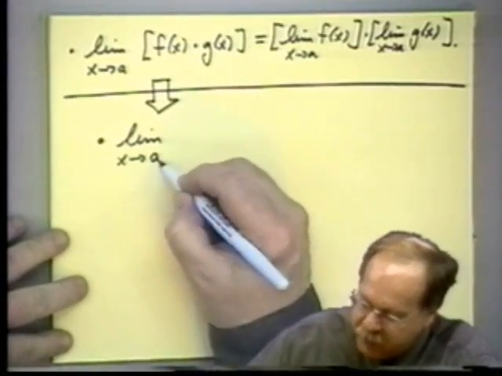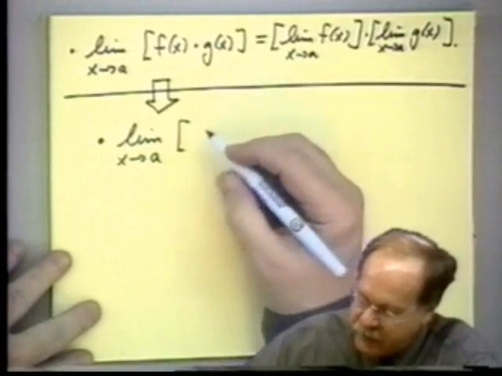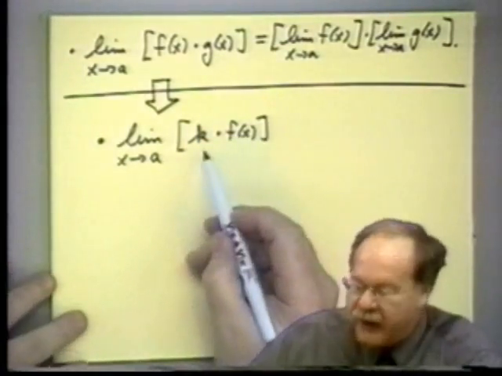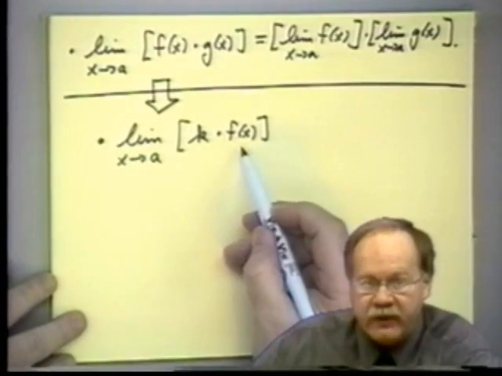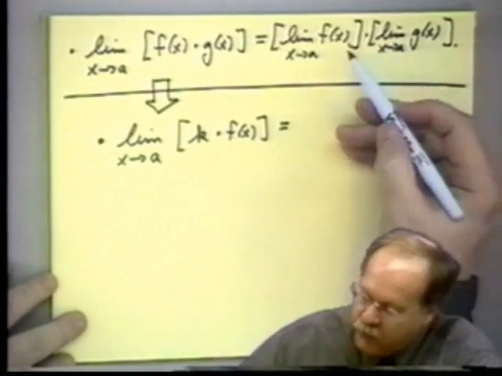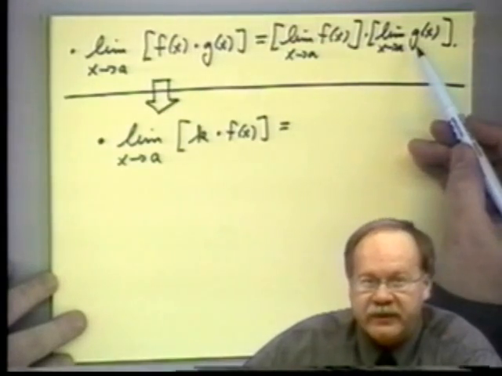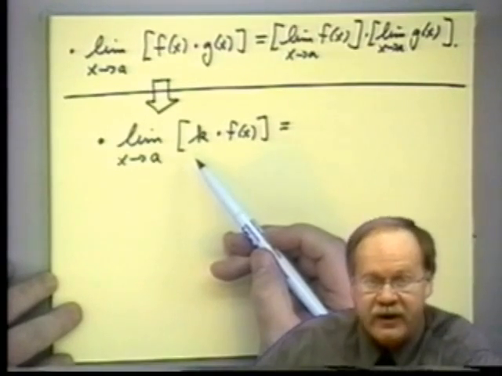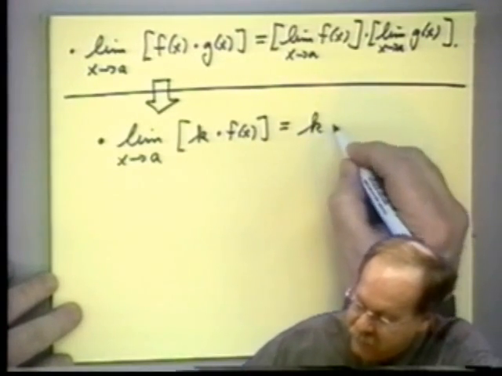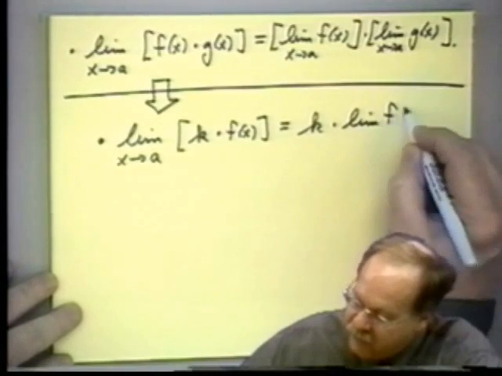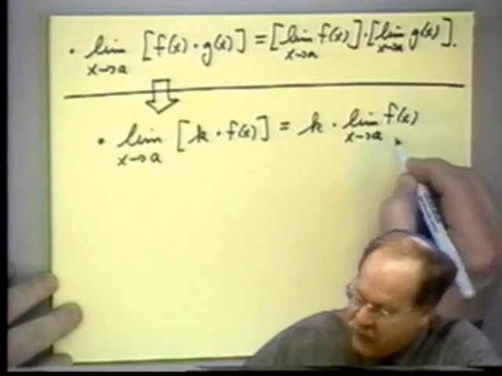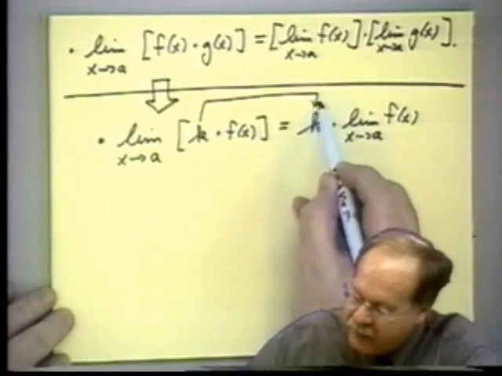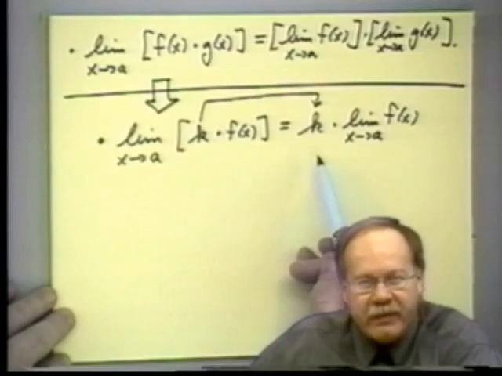Suppose we take the limit, with the last one I mentioned, of k times f of x. So I have a constant function times an unknown function. Well, the rule says take the limit of the first one times the limit of the second one. But k is a constant, and as you know, the limit of a constant is just the constant itself. So this becomes k times the limit of f of x as x approaches a. And what we've learned from this is that the constant simply came out front of the limit.